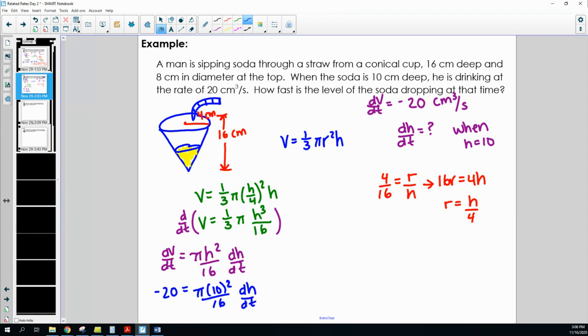Okay, so if we solve this and move everything around and get dh over dt by itself, you can either have the exact answer of 16 over 5 pi, or 1.019, and it's going to be centimeters per second.